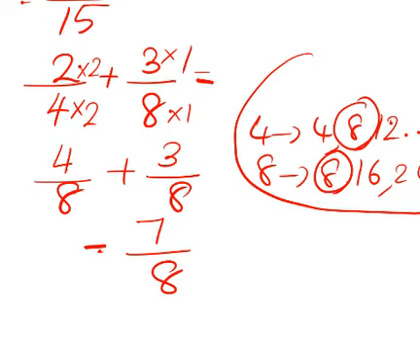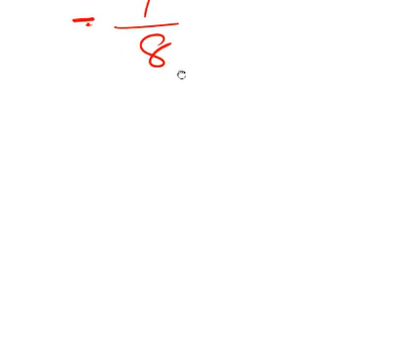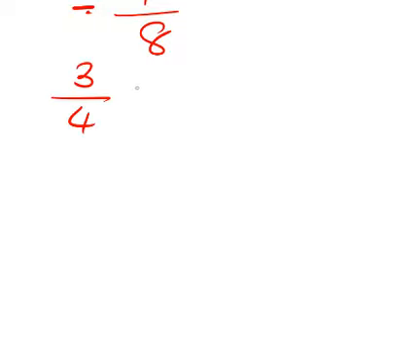Okay, then we can do some subtraction questions too from unlike fractions. Take one question. 3 over 4 minus 1 over 2. So we can see that these are unlike fractions. So we have to find the LCM of 4 and 2 first.